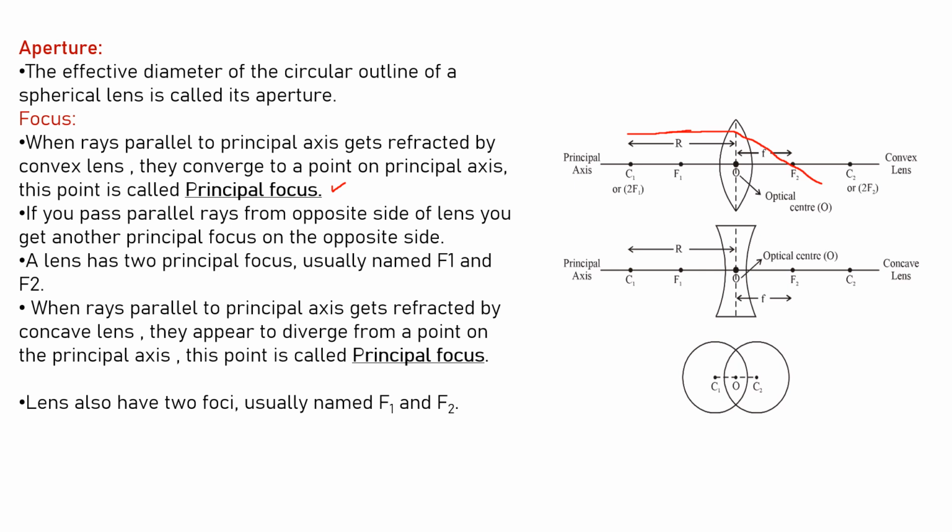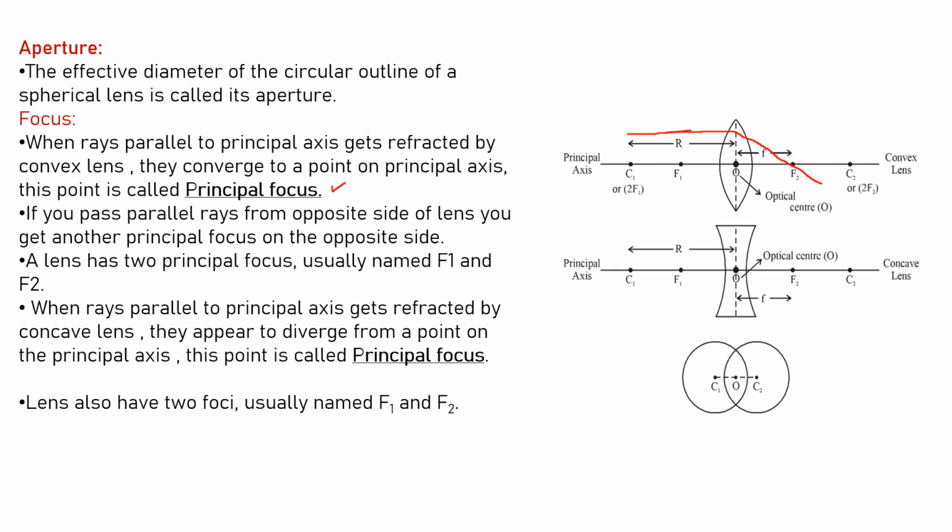So what we have concluded is that wherever the rays are converging, in the case of a convex lens, that particular point on the principal axis is known as the principal focus. Okay, students? A lens has two principal foci, usually named F1 and F2. Here we will follow the rules given in NCERT. All the diagrams will follow NCERT.